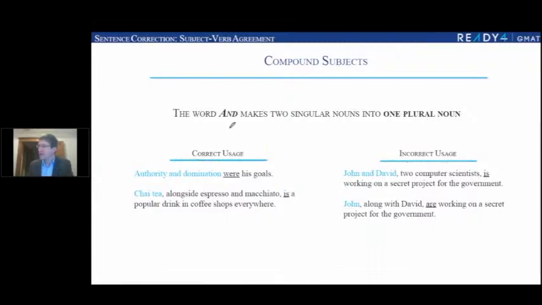And there's a couple little things like just the general idea that whenever you have something with an and, you know, X and Y, that will become plural. So that's a kind of an easy one.